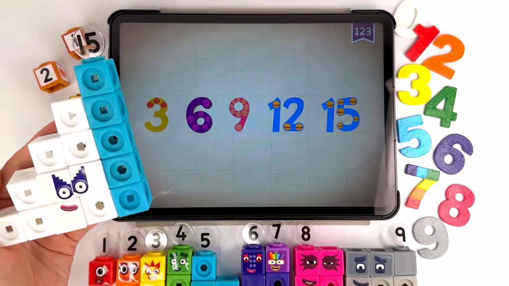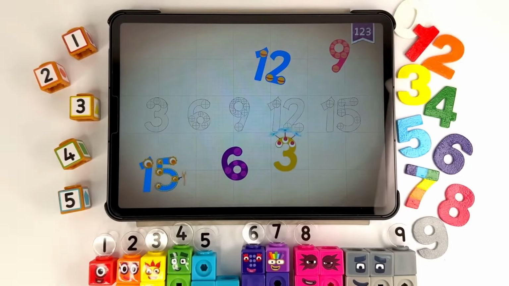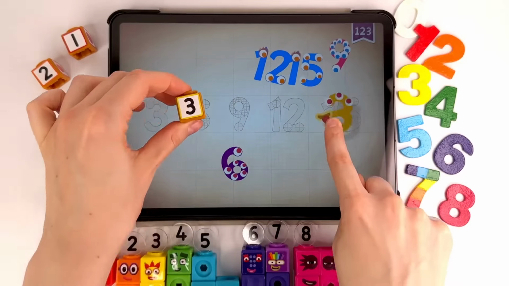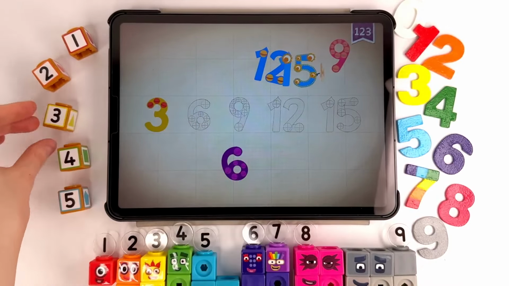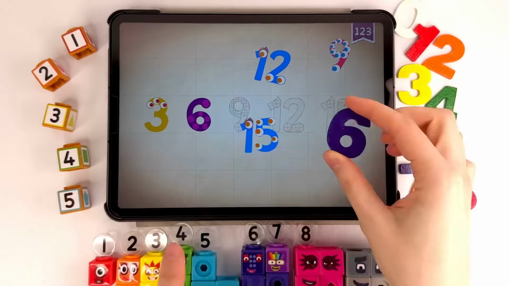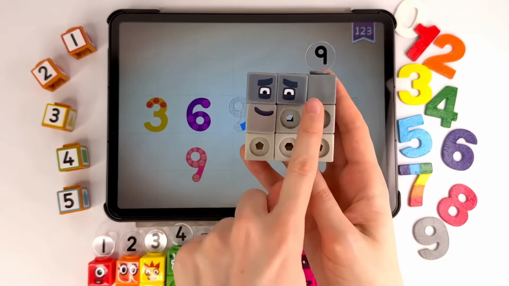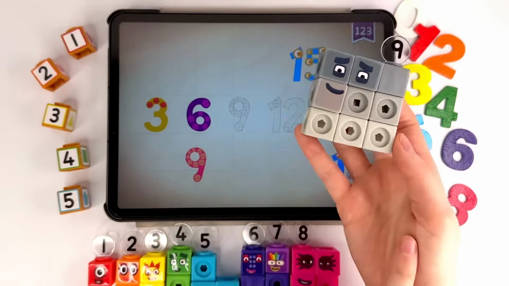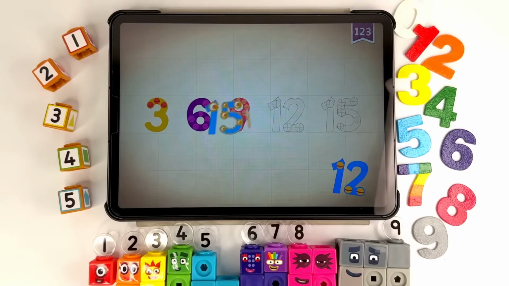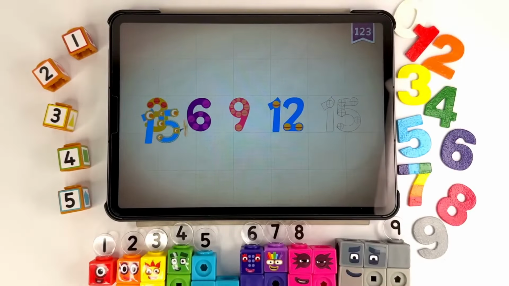Threes. 3, 6, 9, 12, 15. Number three. This tree. Number six. Number 9. Let's count. 1, 2, 3, 4, 5, 6, 7, 8, 9. Number 12. And number 15.